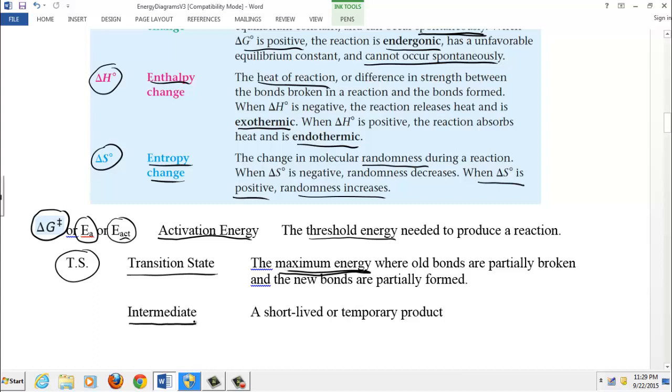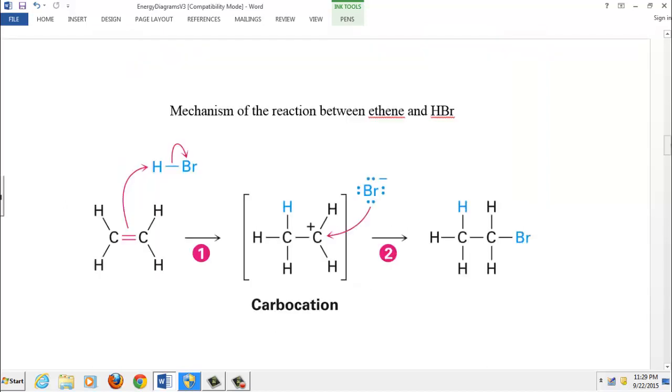Okay, that's a little bit different from an intermediate. An intermediate is something that you could potentially freeze out or capture during the course of a reaction. It's not completely a pure product, but it does exist temporarily, but then it often reacts again to go to the final products. So intermediates, I define them as a short-lived or temporary product. Okay, let's take a look at a reaction and run through the mechanism. Let's describe how the bonds are breaking in the reactants and new bonds are forming to make a product.